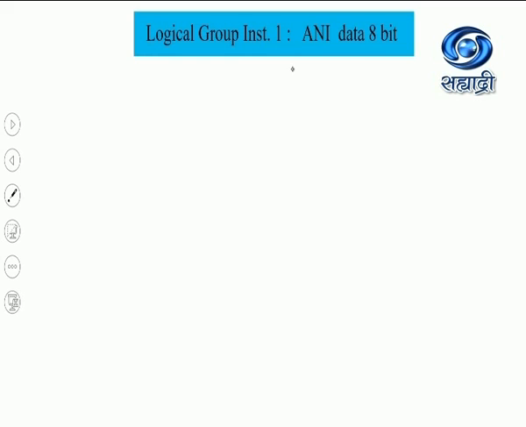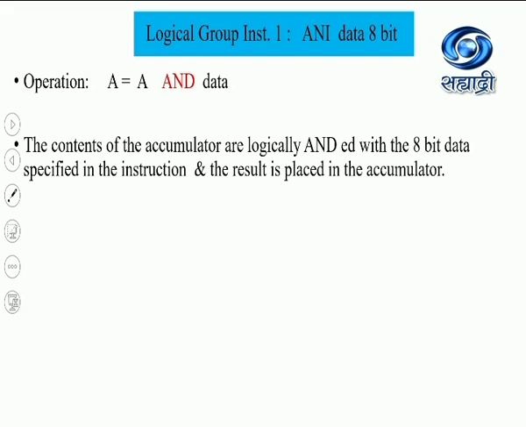ANI data 8-bit. ANI is the mnemonic, that is short form for AND immediate. So this is logical group instruction. By default, one of the operands is in accumulator. So here the data in accumulator is logically ANDed with data which is specified in the instruction. The contents of accumulator are logically ANDed with 8-bit data specified in the instruction. The result of operation is placed in the accumulator.